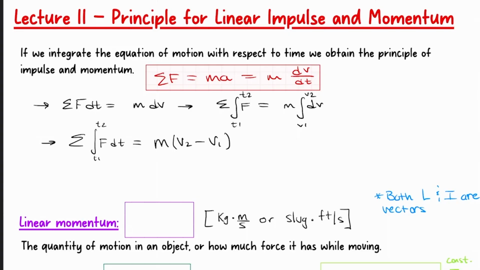So what is linear momentum? Momentum is a quantity of motion in an object, of how much force it has while moving. Momentum will be represented by the letter L, and it equals mass times velocity. It's not necessarily how much force it has, or I mean, it's not a force, but it's close to a force. Notice its units are kilograms meters per second, not meters per second squared. So it's not close to newtons, but it is basically how much motion, how much force it has while it is moving. It is kind of weird to define it like that.